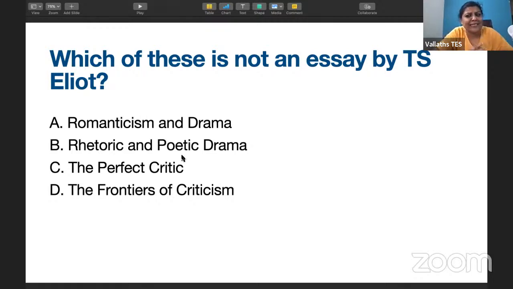Is it Romanticism and Drama? Will T.S. Eliot write about romanticism and drama? Is it Rhetoric and Poetic Drama? The Perfect Critic, The Frontiers of Criticism?